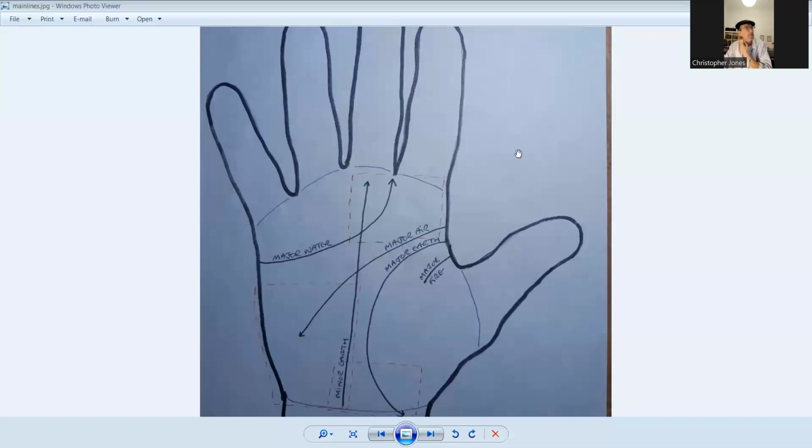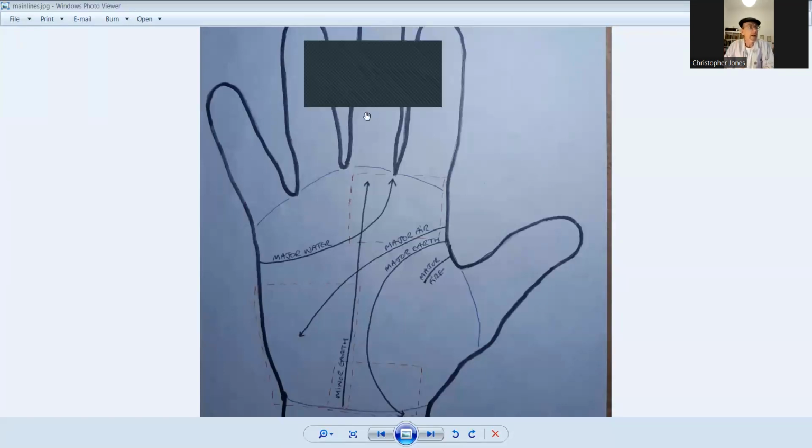So we're not looking for shapes. We're not looking for patterns. We're looking for the line formations. So if we go to the screen share and look at where the main lines of the hand actually are, I'll do that one first. So here's an abstract which will give you an idea of the locations of the main lines of the hand. And there are 4 main lines of the hand.